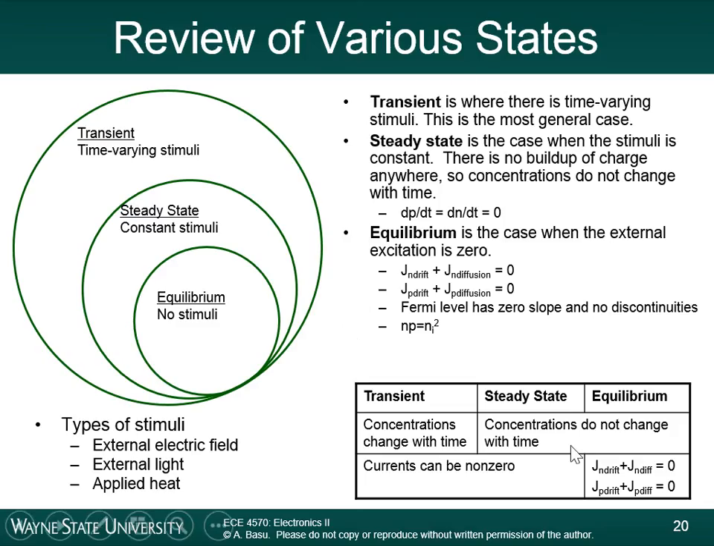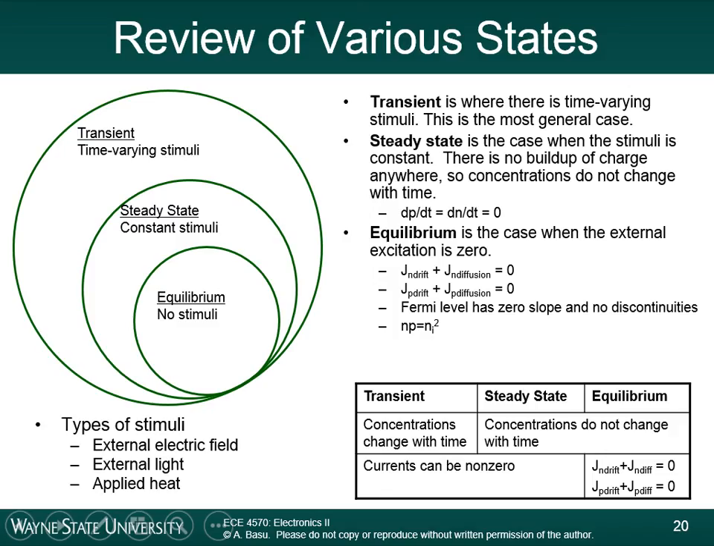This is a chart of transient, steady state, and equilibrium. Just a little bit more detail than what we had on the previous module. Under equilibrium conditions, if we look at this chart here, we talked about Jn drift plus Jn diffusion is equal to 0. Jp drift plus Jp diffusion is equal to 0. There are no currents in the diode at equilibrium when there's no stimulus. Again, I mentioned this in the class last time. If the diode was able to generate current on its own, then we'd have an infinite source of energy, right? So obviously, there's no net current in the diode. At equilibrium, the carrier concentrations do not change with time.